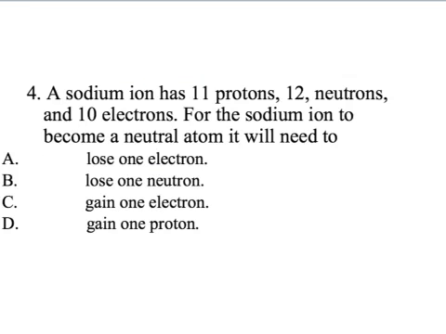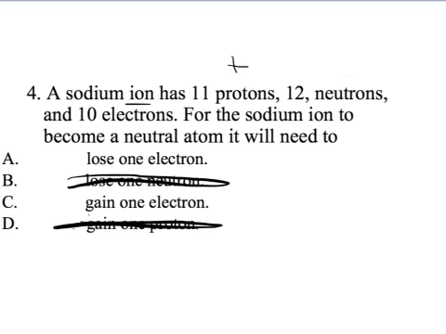Okay. Number 4, a sodium ion has 11 protons, 12 neutrons, and 10 electrons. For the sodium ion to become a neutral atom, it will need to: A, lose 1 electron, B, lose 1 neutron. Okay guys, remember neutrons are neutral, so they're not going to have anything to do with the charge. The only things that are charged are your protons, which are positive, and your electrons, which are negative. Does it gain 1 electron or gain 1 proton?